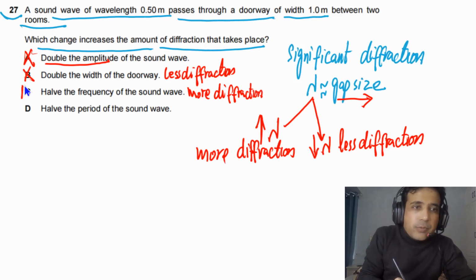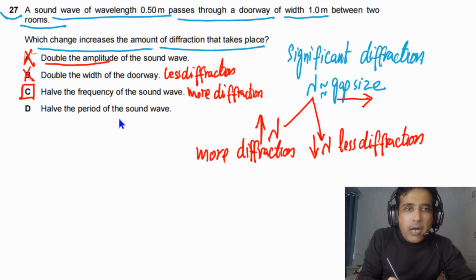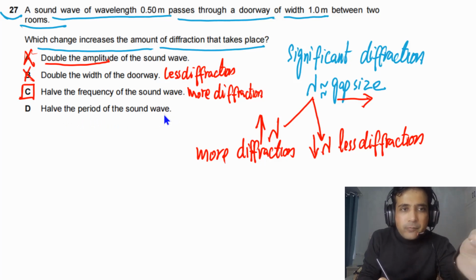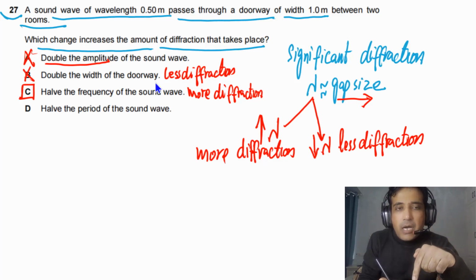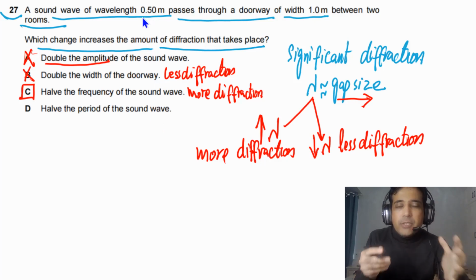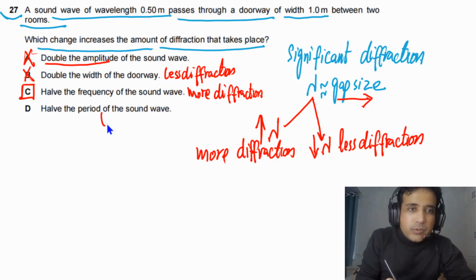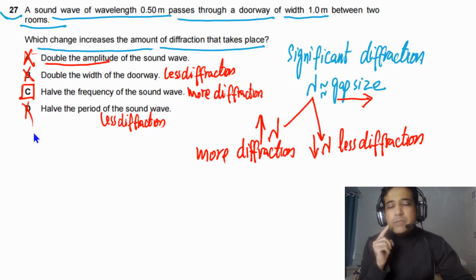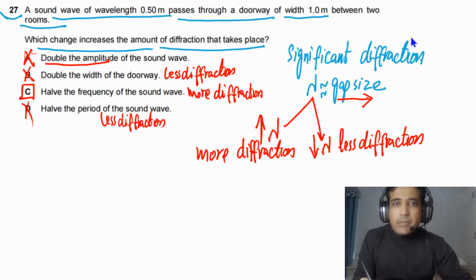Option D, half the period of the sound wave. If period is half, frequency is double. Frequency double means wavelength is half, so this will be 0.25. There will be less diffraction, so D is not a possible answer. The answer for this question is C. This is a typical type of question, and this is the knowledge you need for this type of problem.